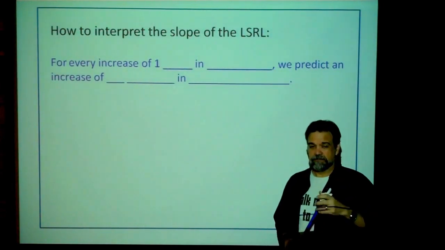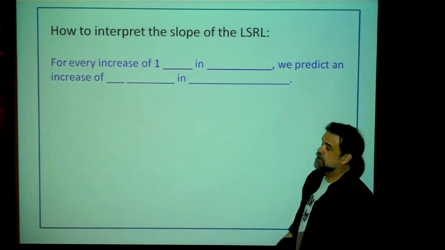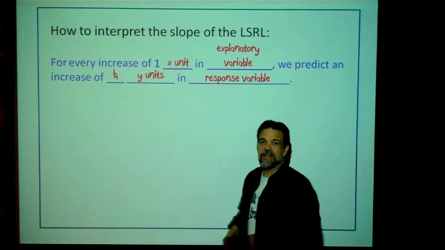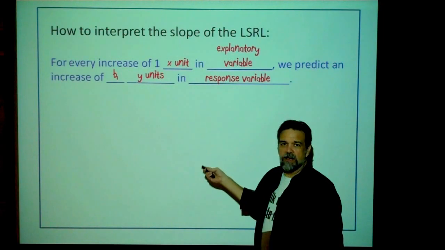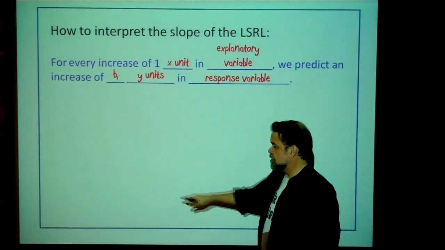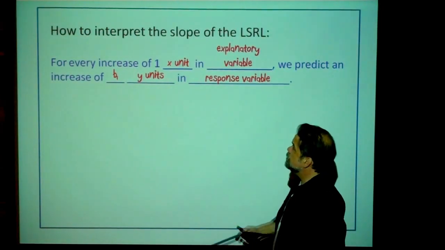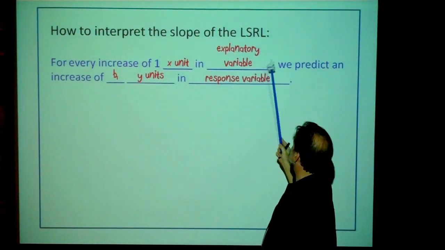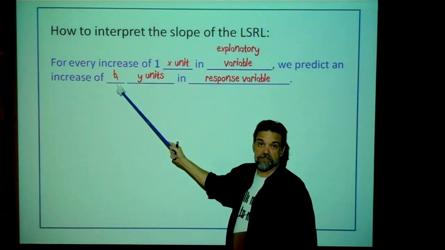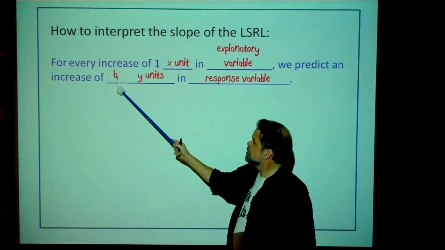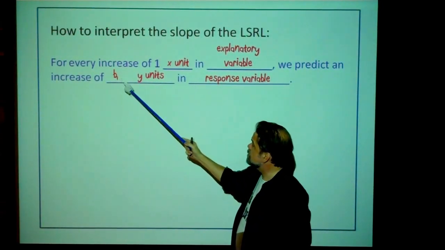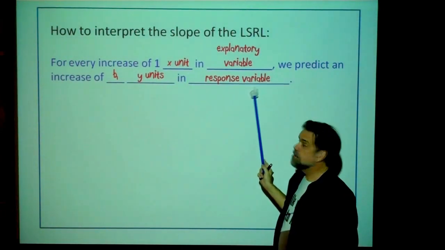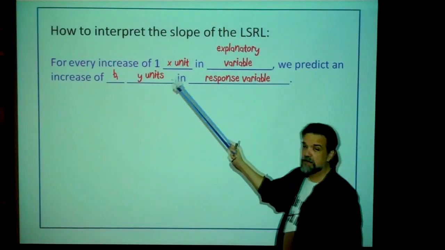How to interpret, okay, write this down please. How do I interpret the slope of my least squares regression line? What I say is, for every increase of 1, in whatever my x unit happens to be, whatever my explanatory variable happens to be. Earlier we were looking at the SAT scores, and I believe the math SAT score was the explanatory variable. So I would say for every increase of 1 point in my math SAT score, that's the explanatory variable, we predict an increase of whatever the slope of the line was. I believe in that last one, the slope of the line was 0.6. So I would expect an increase of 0.6 points, again, in my verbal SAT score. That's how we interpret the slope of the least squares regression line.